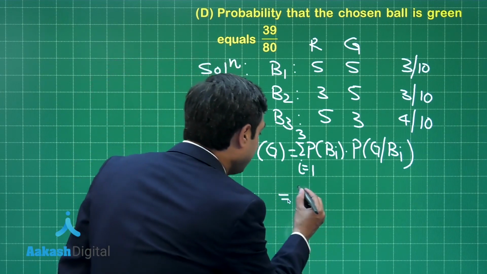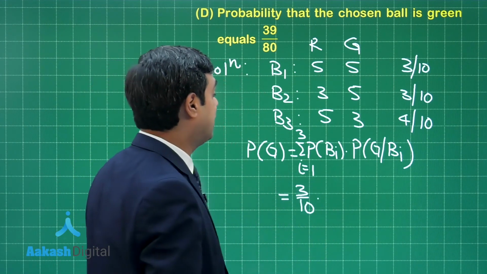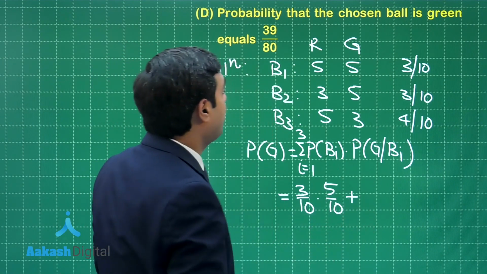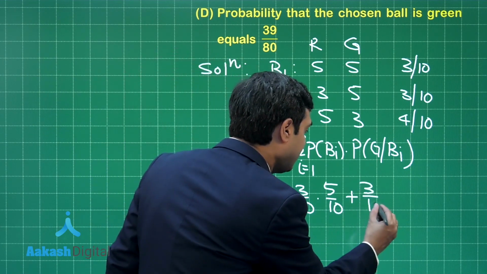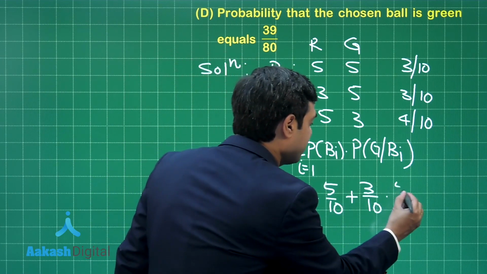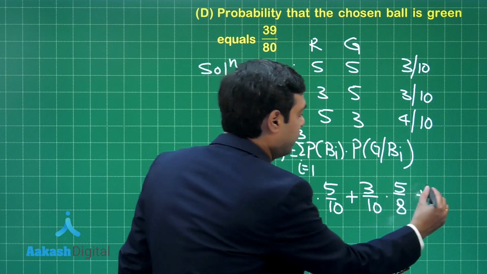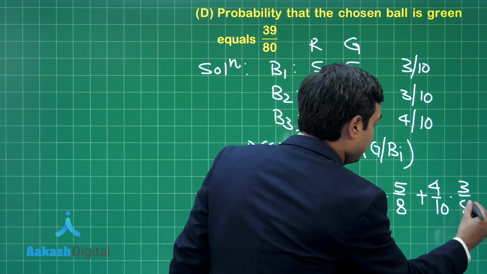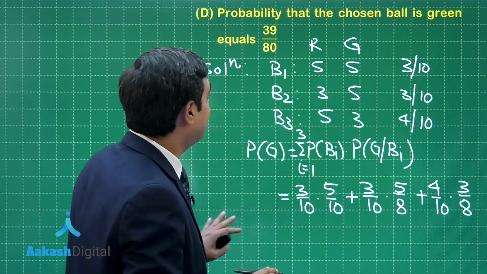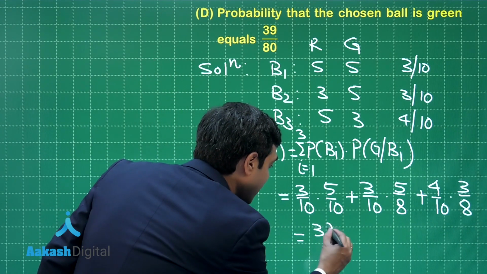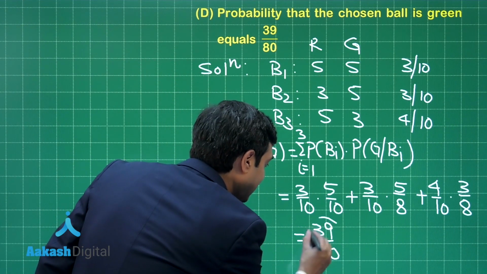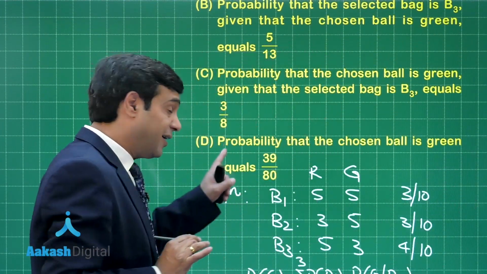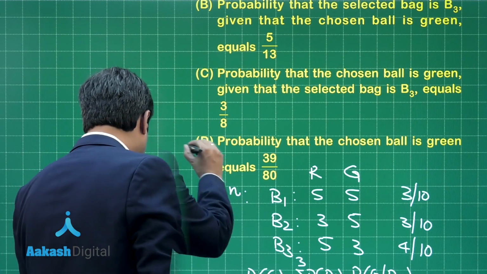Now let's write down these points. Probability of getting bag 1 is 3 by 10 multiplied with green from bag 1, which is 5 by 10, plus probability of bag 2 is also 3 by 10. Green from it is 5 by 8, then 4 by 10 into 3 by 8. So this is the required probability. Just simplify it and you observe this comes out to be 39 by 80. So the probability that the chosen ball is green is 39 by 80. This answer is correct.